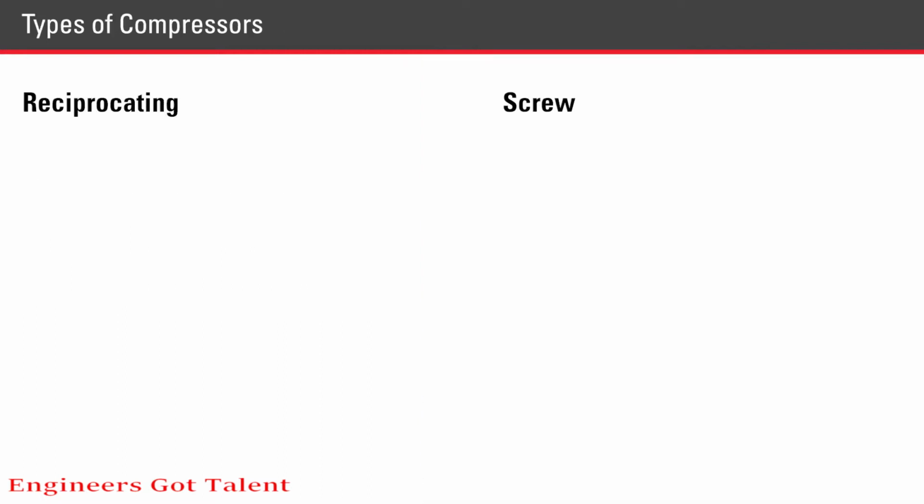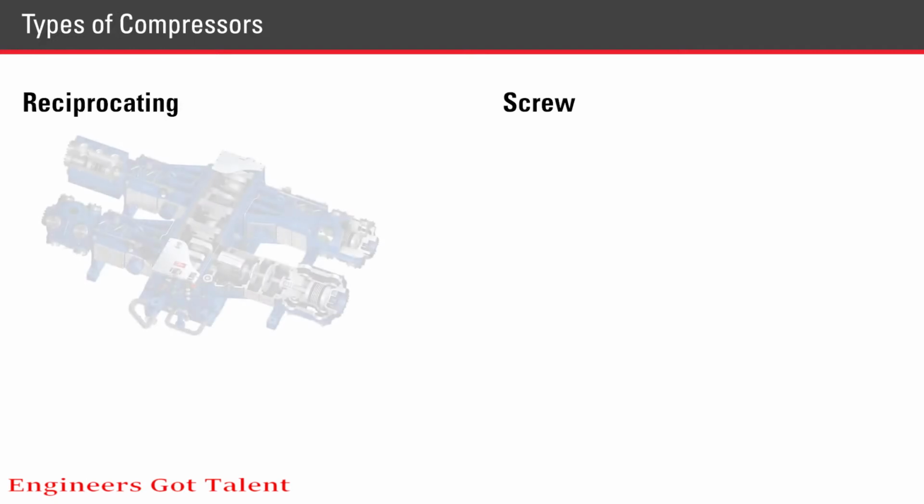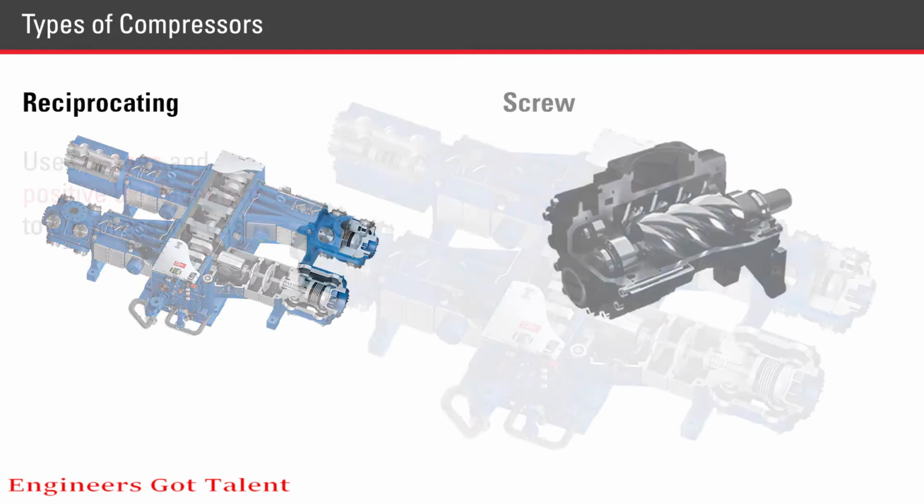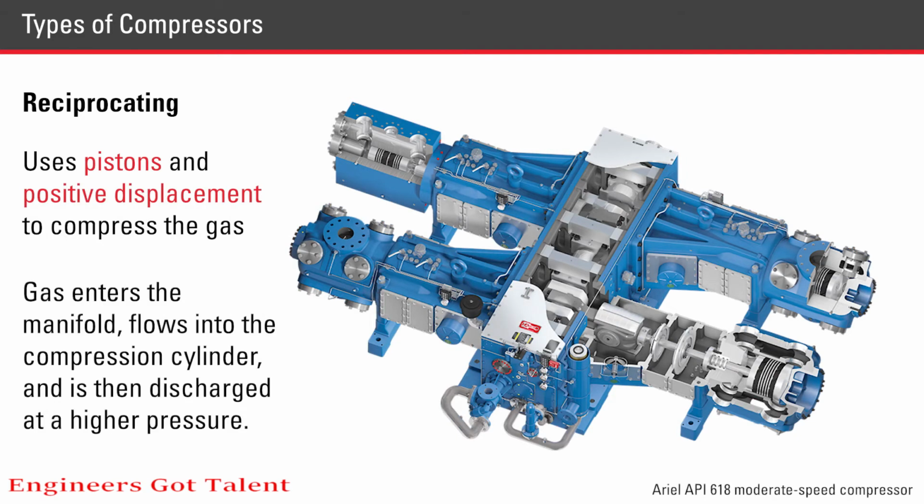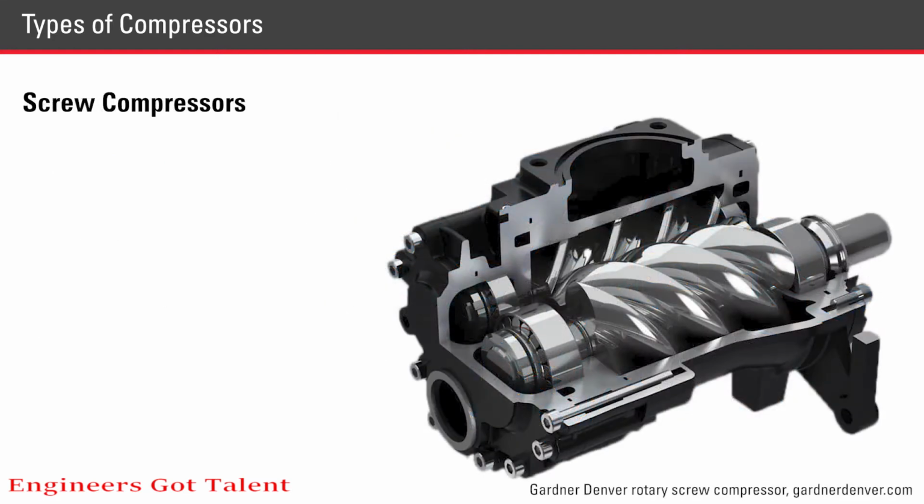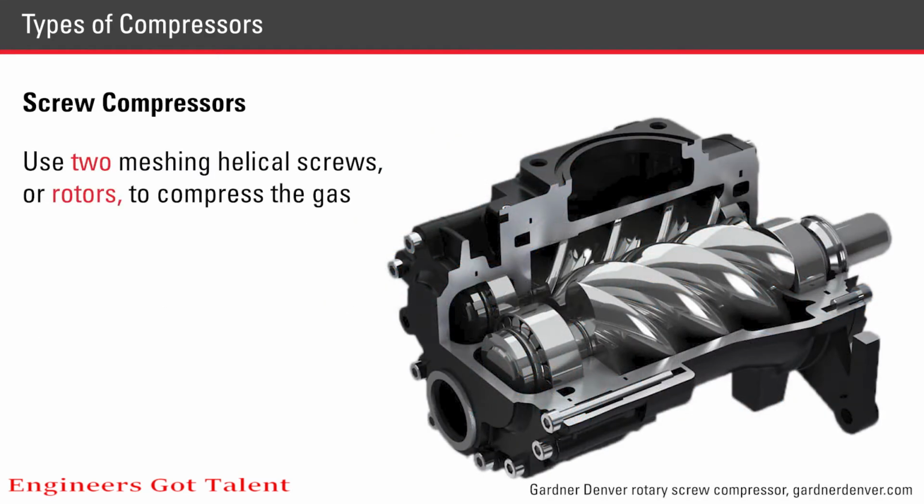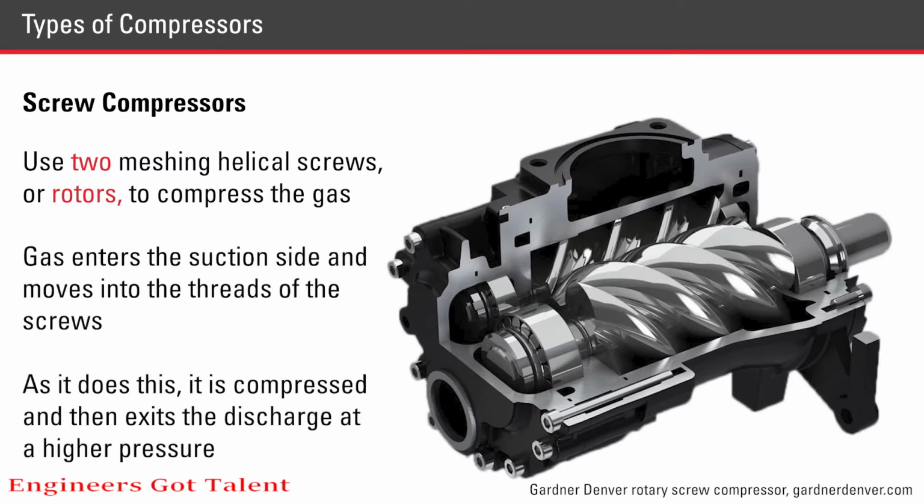There are two main types of compressors used in our industry: reciprocating and screw. Reciprocating uses pistons and positive displacement to compress the gas. Gas enters the manifold, flows into the compression cylinder, and then is discharged at a higher pressure. Screw compressors use two meshing helical screws or rotors to compress the gas. Gas enters the suction side and moves into the threads of the screws. As it does this, it is compressed and then exits the discharge at a higher pressure.